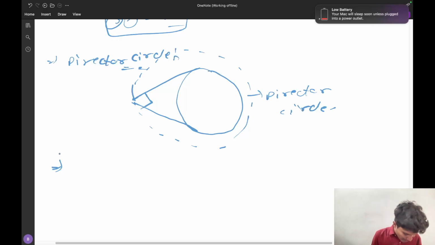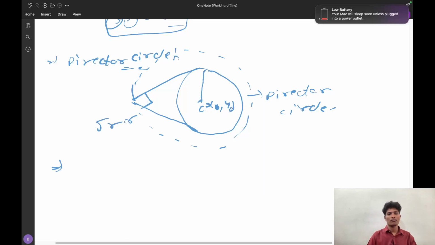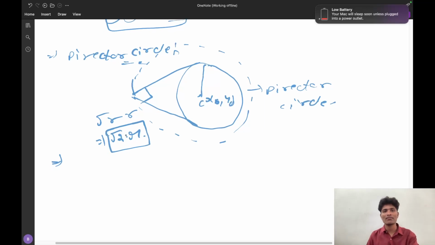And what is the radius? The center will be the same, that is, we can think of (x0, y0). But the radius is root 2 times the actual radius. The actual radius is r, so the radius of the director circle is root 2 times r.